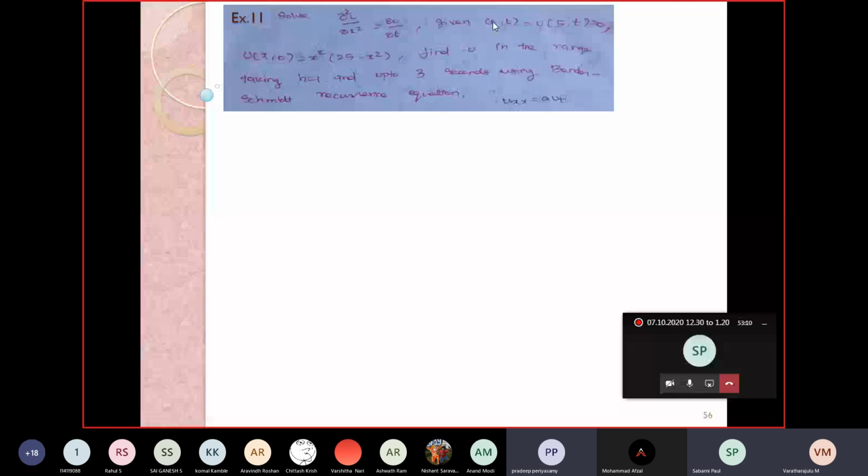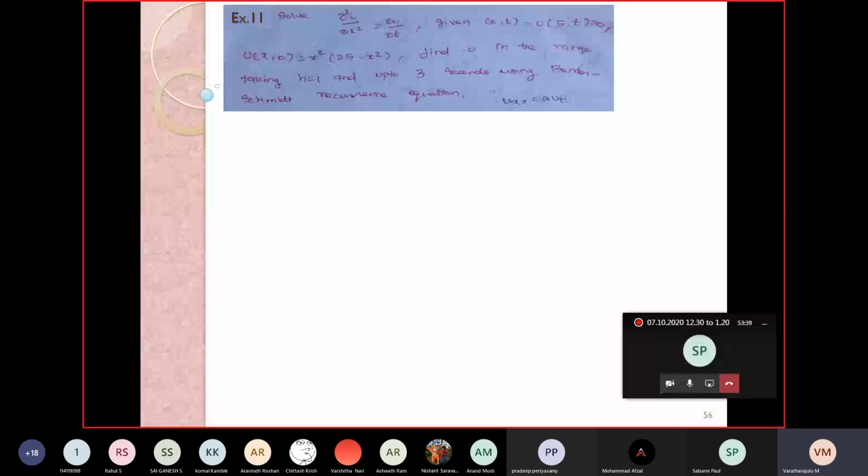u(0, t) is equal to 0, and u(φ, t) is equal to 0, and u(x, 0) is equal to x squared into 25 minus x squared. Find u in the range, taking h is equal to 1 and up to 3 seconds, using the Bender-Schmidt recurrence equation.